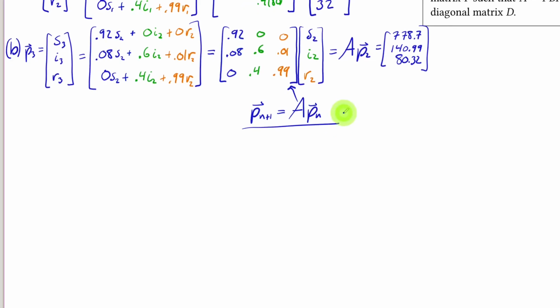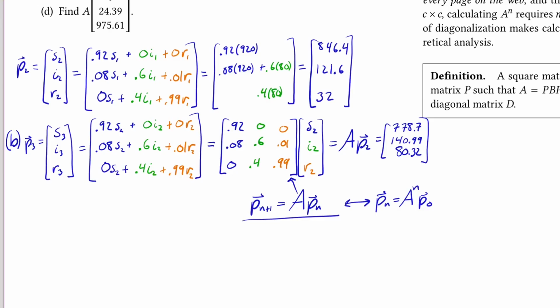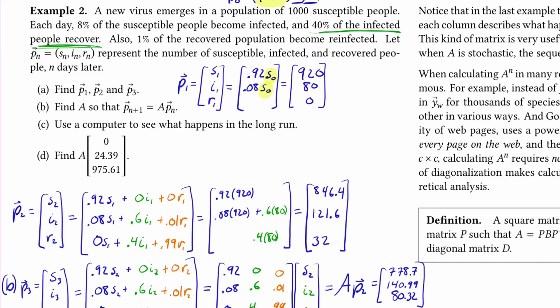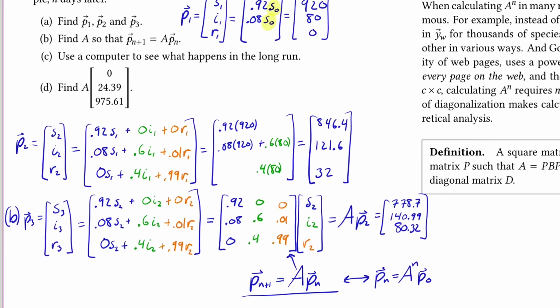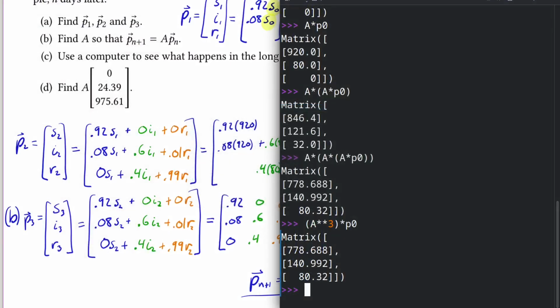Like we saw before, we could also write this in the form P sub n in general is equal to A to the power n times P0. So that makes it so we can see what happens in the long run. Now, fortunately, with this virus, it doesn't look like anybody's dying from it. In fact, it doesn't look like anybody's dying at all on this island. Nobody's being born either. Everybody's just moving between these three groups of susceptible, infected, or recovered. So at every point, the total number of each group should add up to 1,000.